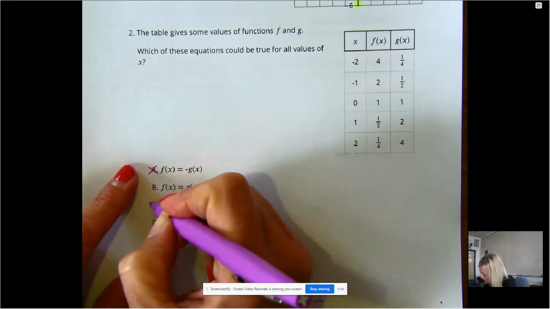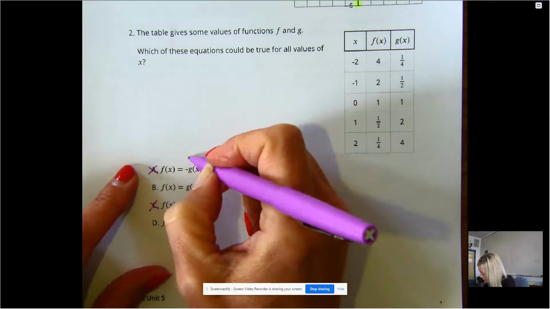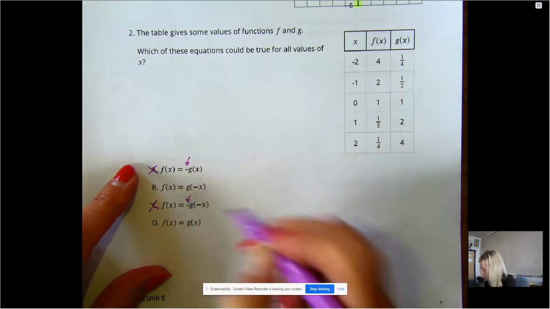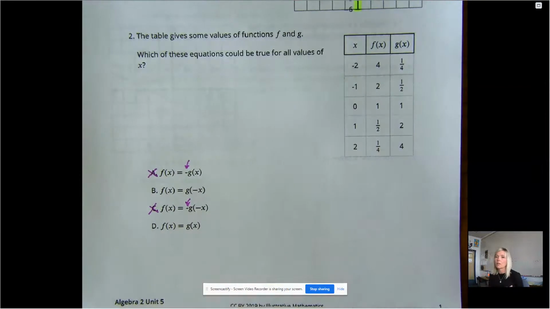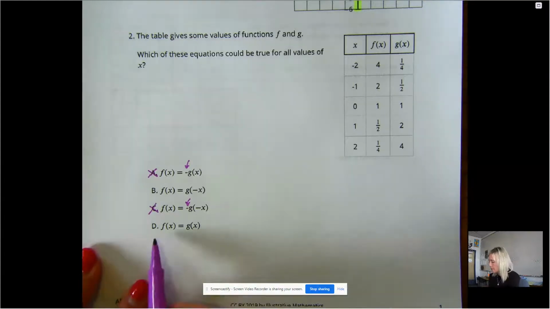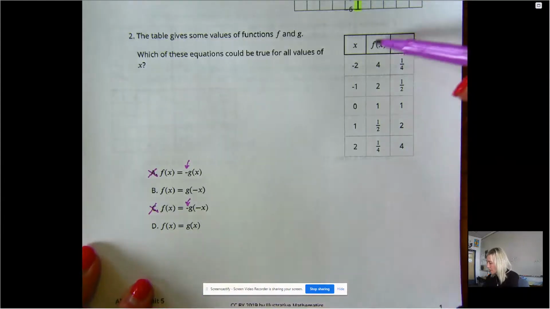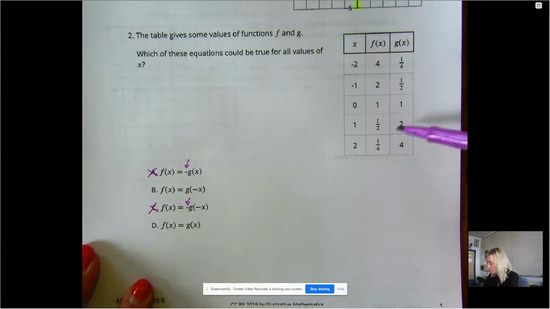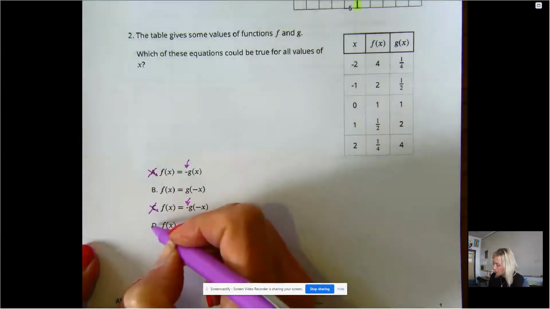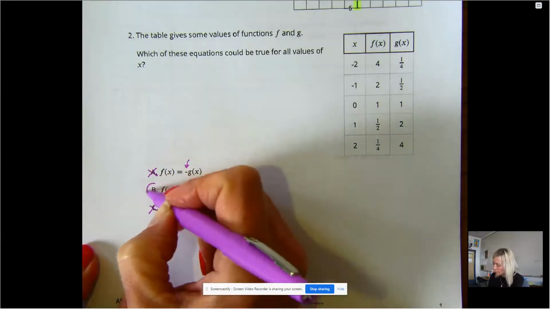So both A and C cannot be true because that negative means the f of x column and the g of x column would have opposite signs of each other, and they're all positive in both columns. So it can't be A or C. And then statement D would mean that for each value of x, f of x and g of x are the exact same number, which is also not true. So it has to be B.